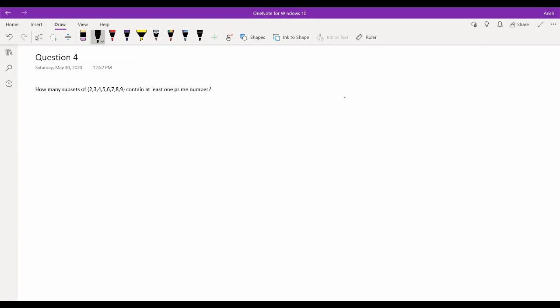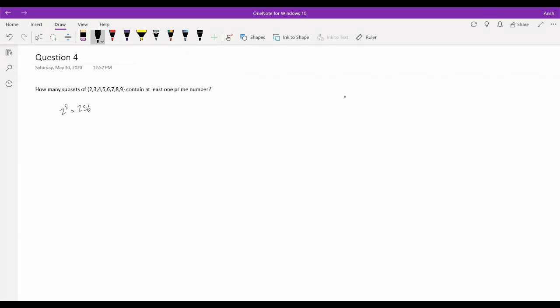So what we can do here instead is see that the number of sets with at least 1 prime is just the total number of subsets minus the number of subsets with no prime. Once again, this is called complementary counting. The total number of subsets: each of these numbers is either in a subset or not in a subset. There are 8 numbers, so 2 to the 8 equals 256 possible subsets.